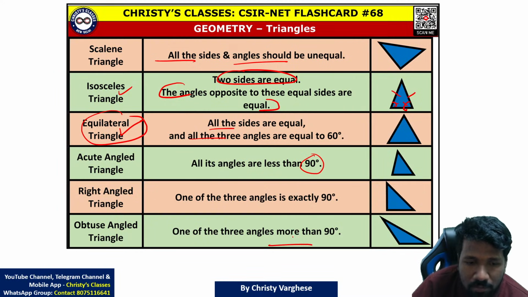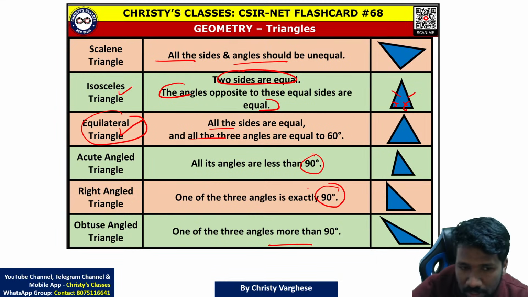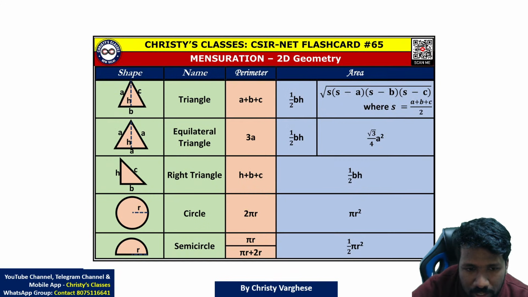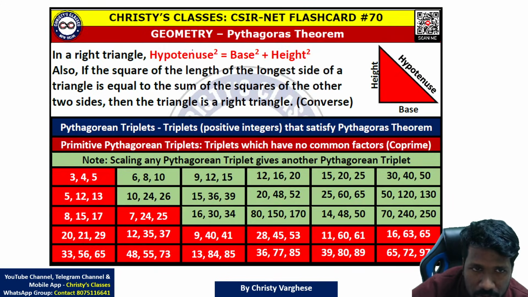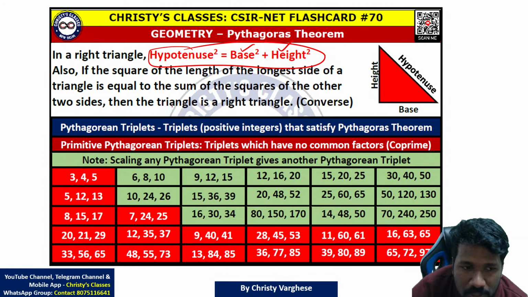Obtuse angle means one of the angles is more than 90. Right angle means one of the angles is equal to 90. Right angle triangle के लिए Pythagoras theorem, I hope all of you know. Pythagoras theorem is also a very important concept based on which questions can be asked. Hypotenuse square is equal to base square plus altitude square.